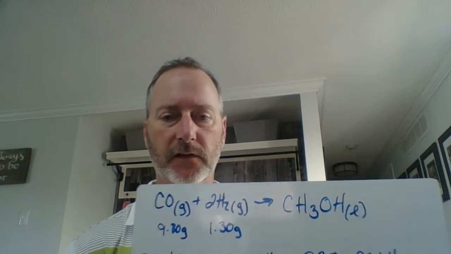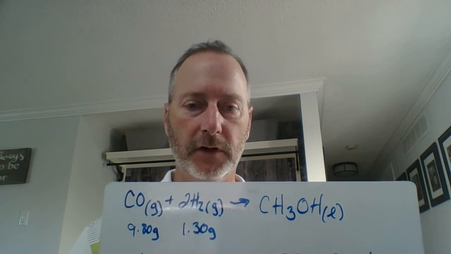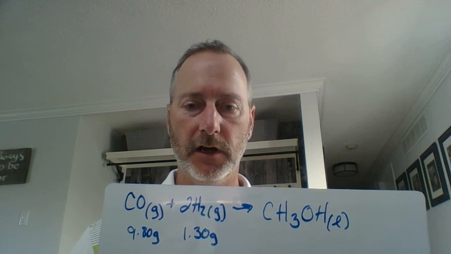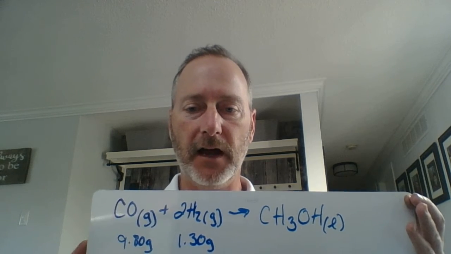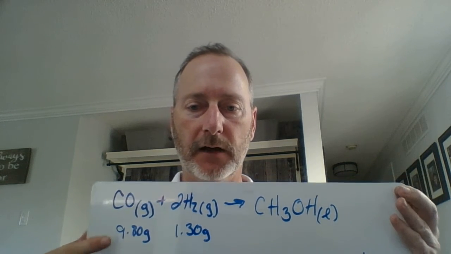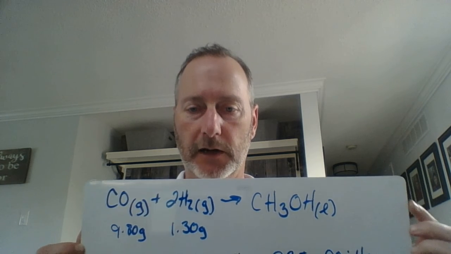So we're going to take carbon monoxide and hydrogen, and we're going to produce methanol, CH3OH. So we're going to do that particular chemical reaction. And in this one, there's our chemical reaction: CO plus 2H2 gives us CH3OH. Okay, balanced chemical equation. But in this one, they're going to give us the mass of the two reactants: 9.8 grams of carbon monoxide, 1.3 grams of hydrogen gas.